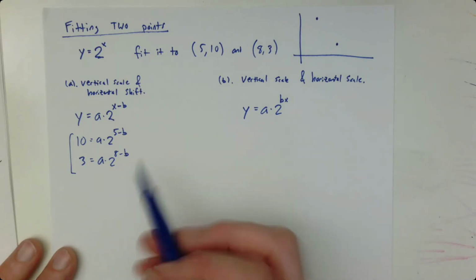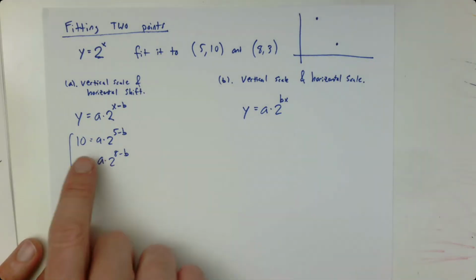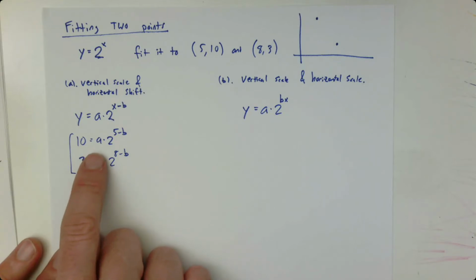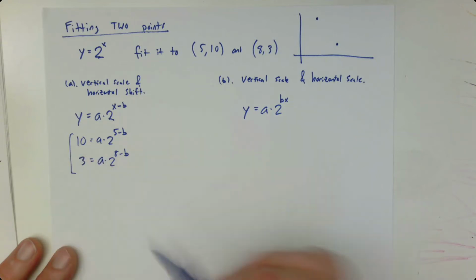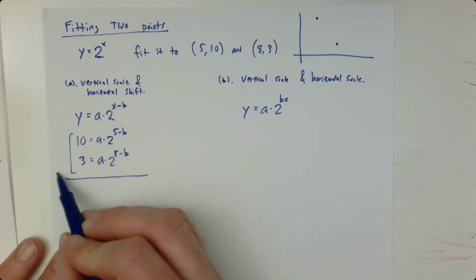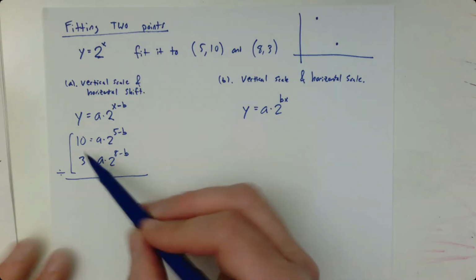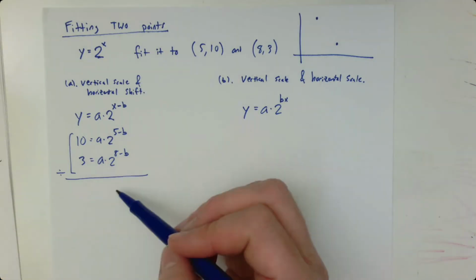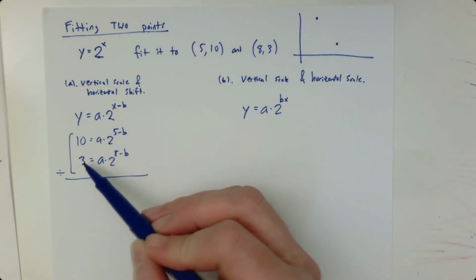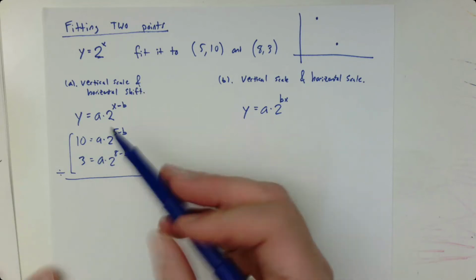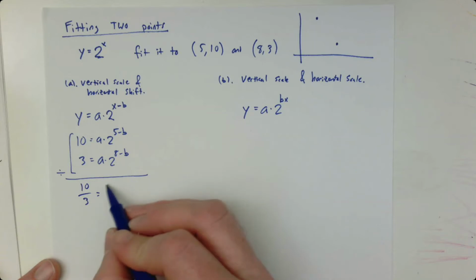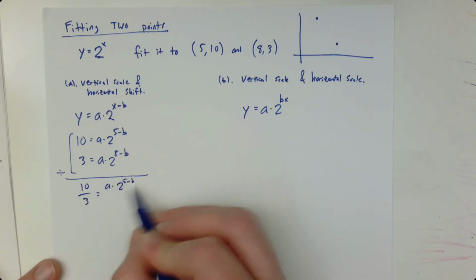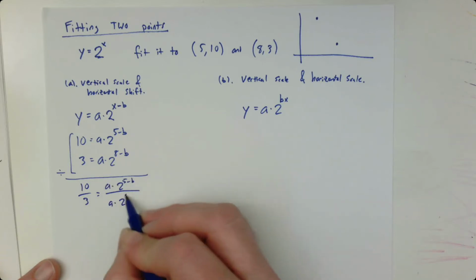All right, so a lot of people like to do this by, and by people I mean students, a lot of students like to do this by substitution. So you'd isolate a, and then you'd plug in a here. I'm going to show you a different way to do it. And why don't you sort of follow along with me? So rather than adding both sides or subtracting both sides to eliminate, what if we divide the top equation by the bottom equation? So I'll get 10/3 on the left, and here I'll get a 2 to the 5 minus b over a times 2 to the 8 minus b.